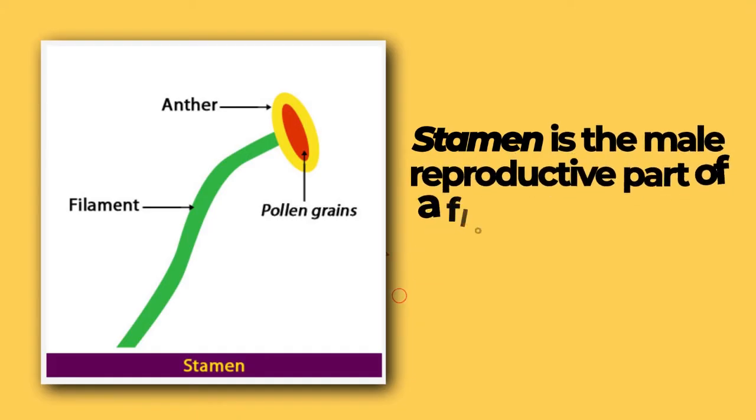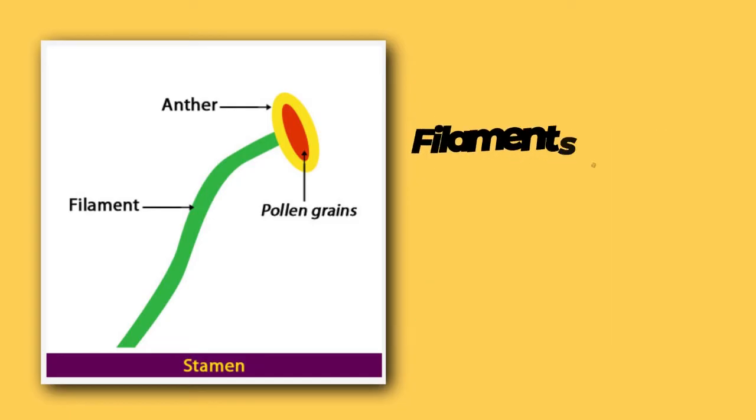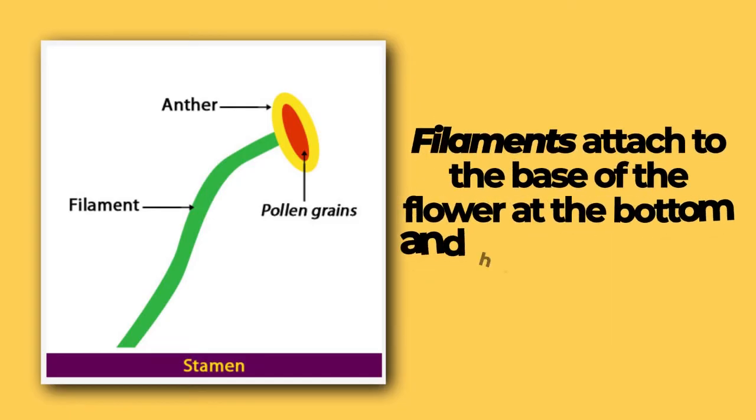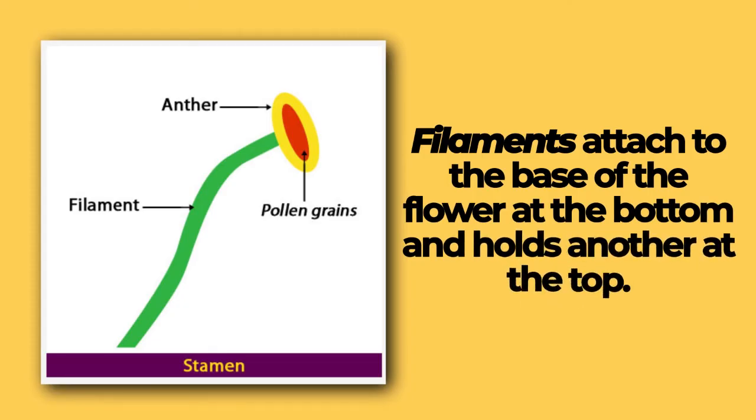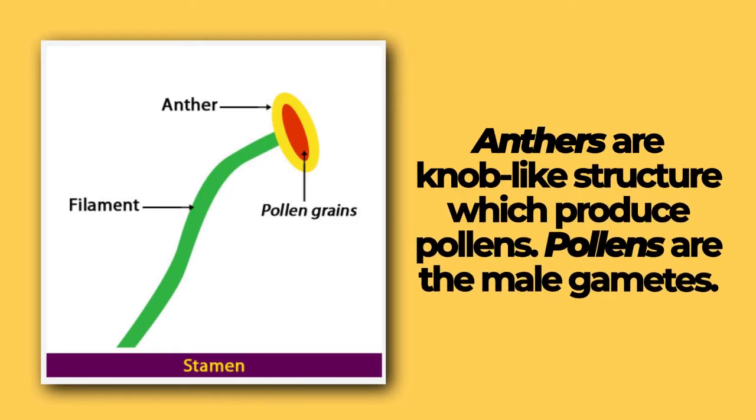Stamen is the male reproductive part of a flower. It has two parts, the anther and the filament. Filament is attached to the base of the flower at the bottom and holds the anther at the top. Anthers are knob-like structures which produce pollens. Pollens are the male gametes.